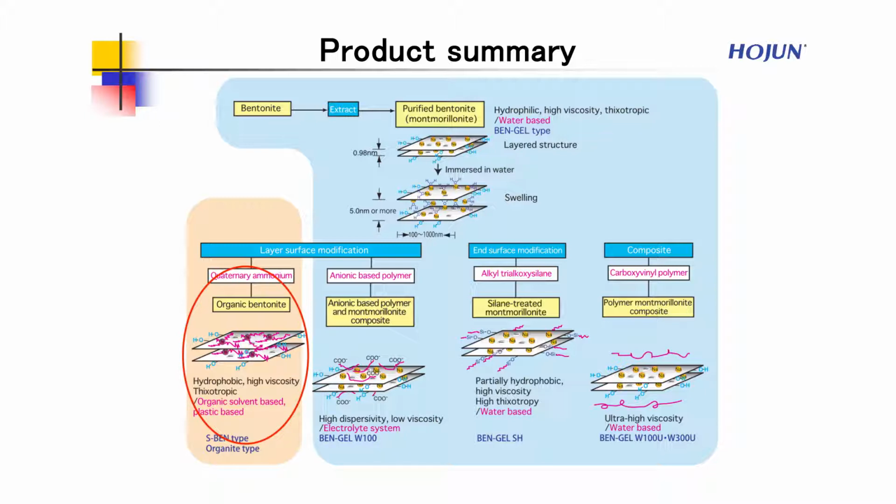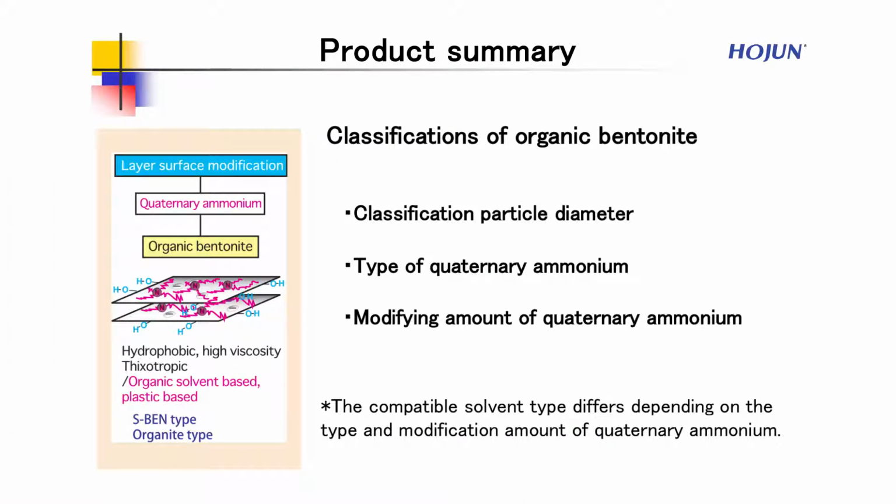Organic bentonite is manufactured by modifying the layer surface of montmorillonite extracted from bentonite with quaternary ammonium. For organic bentonite, the products are classified by the classification particle diameter, type of modifying quaternary ammonium, and modification amount of the modifying quaternary ammonium.